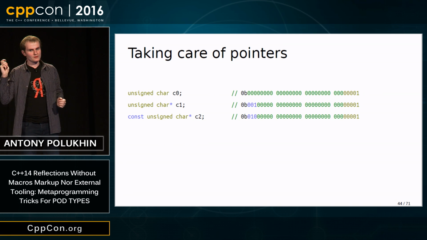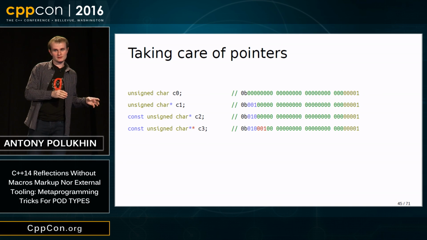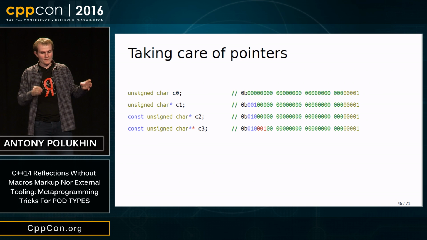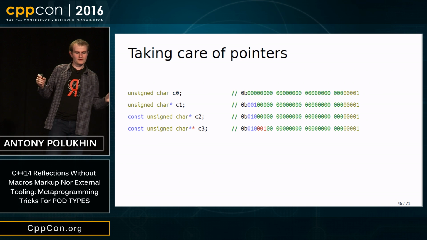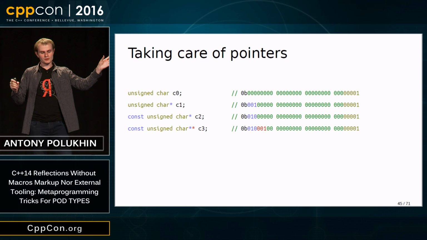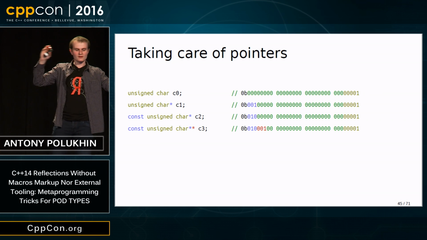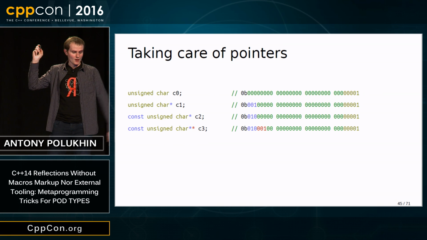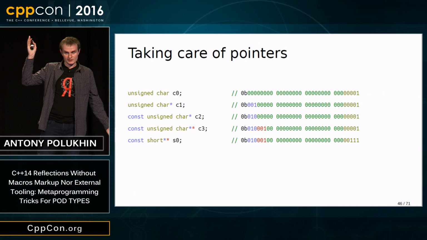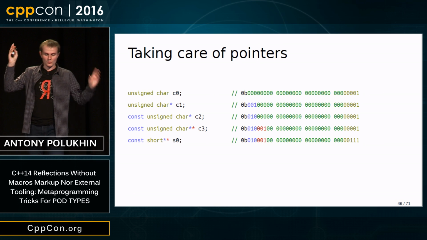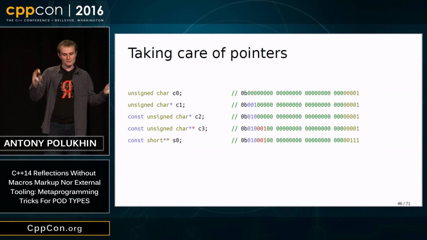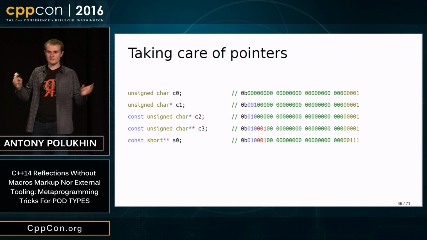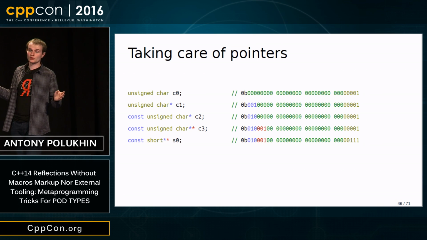If we add another level of indirection, other most significant bits will change. Now the most significant bits contain information that this is a const pointer to pointer, and the less significant bits are telling us that it's unsigned char. If we change unsigned char to short, the most significant bits will remain the same. The less significant bits now contain 7. It's the identifier of the short.